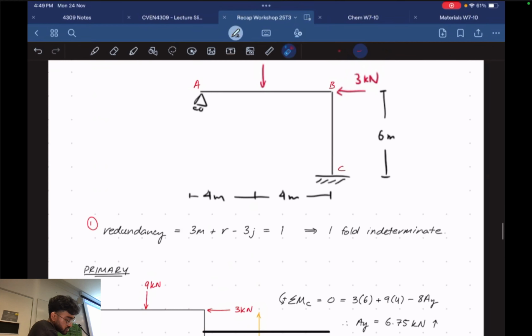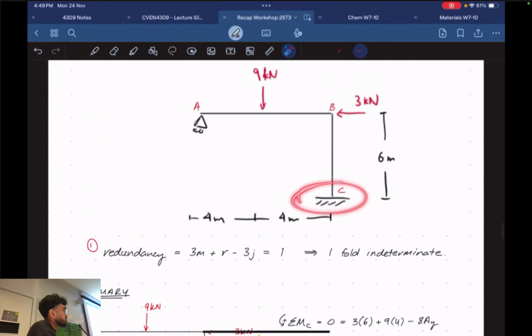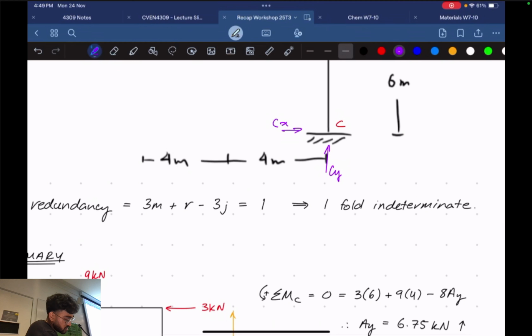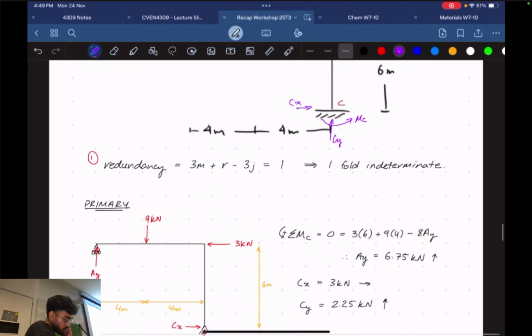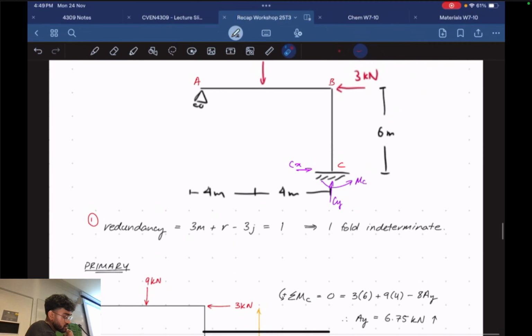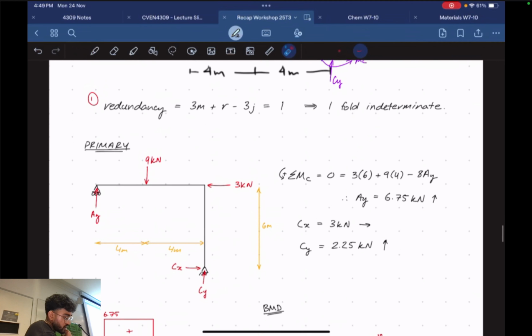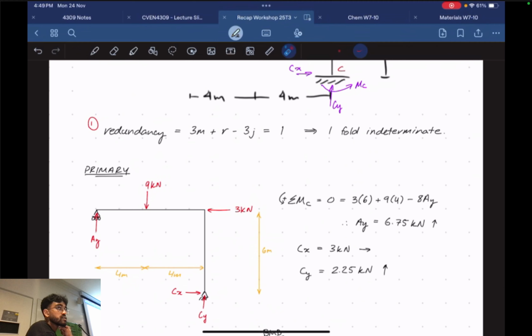So what I've done is I've decided to release a reaction over here. Okay? So I've decided to release, over here usually there's a CY, there's a vertical, CX, and there's also a moment. Okay? When I try to graph the BMD, or try to find the values, we figure out that MC becomes a bit of a hassle. I like to always remove that moment first. This is just a personal preference.